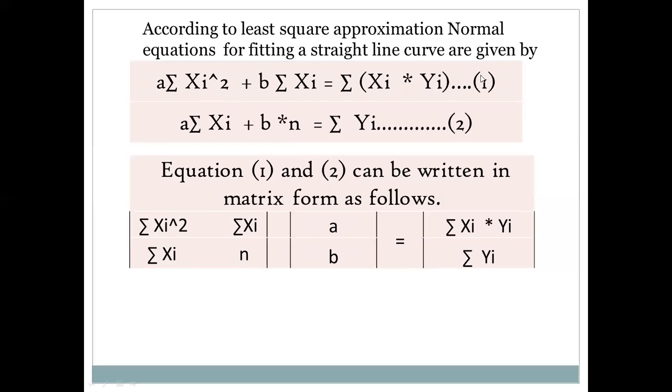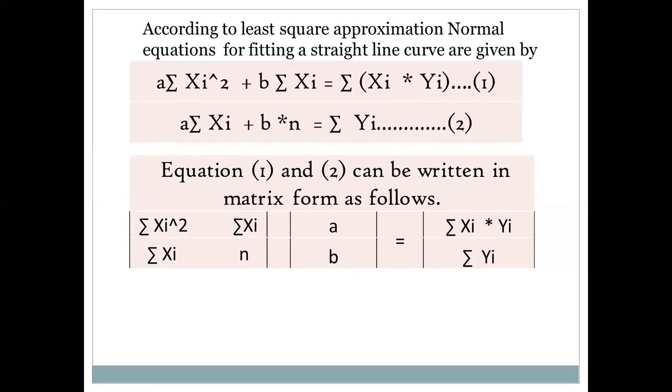The two equations, equation 1 and 2, can be written in the matrix form as follows. So these two equations can be written here in the form of matrix. The multiplier of A is sum of xi square and sum of xi, whereas the multiplier of B is sum of xi and n, and equal to constants sum of xi yi and sum of yi. So these two equations are called the normal equations of a least square method to fit a straight line.